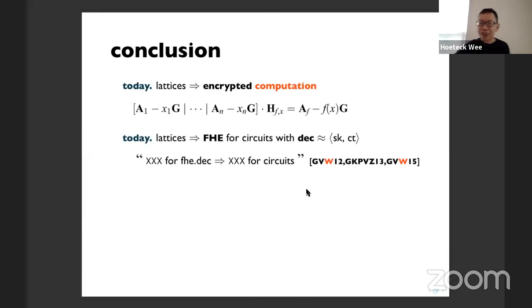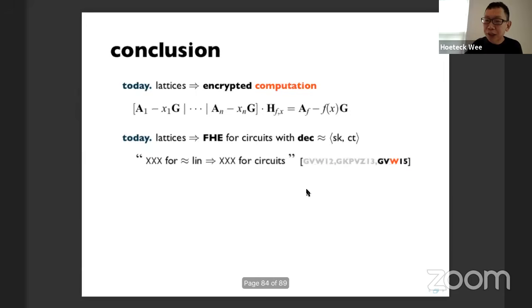A series of work shows that you can use FHE to do some kind of bootstrapping. So if you want to build some primitive X for circuits, it's basically sufficient to build this primitive X for FHE decryption. This idea has been used in the context of functional encryption for bounded collusions, one-key functional encryption, and also in the work on predicate encryption. In fact, among this work, the last one specifically uses the fact that FHE decryption is an approximate linear function.